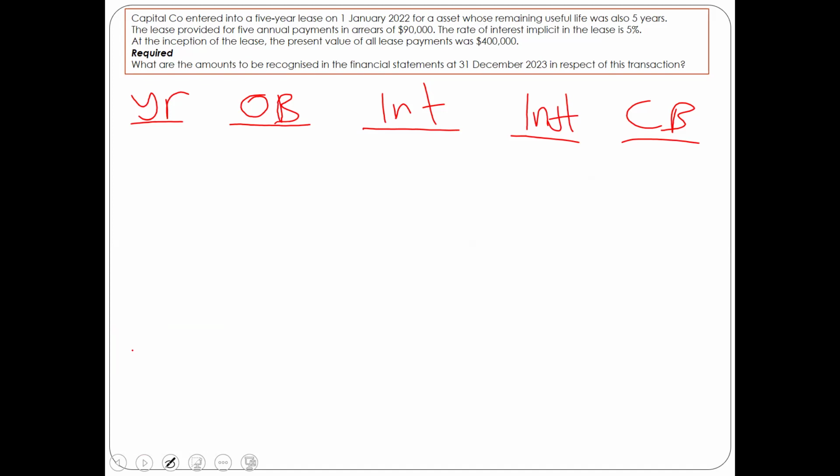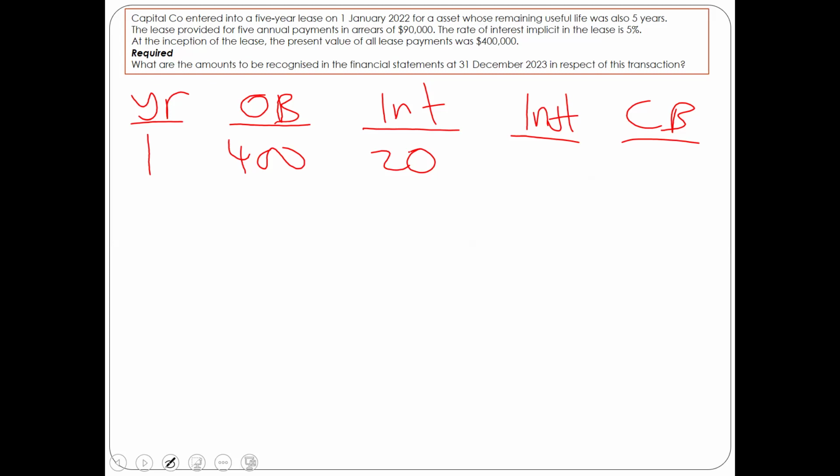What are the amounts to be recognized in the financial statements at 31 December 2023 in respect of this transaction? Okay. Right. So we have our year one, and we are told that at that particular date, the present value of all payments was 400,000. But we are then told that the interest is 5%. So 5% of 400 gives us 20, which means at the end of the year, since the lease payments are paid in arrears, it means at the beginning of the year, the total amounts we needed to pay in present value terms were worth 400. But the interest we are being charged is 5%, which means at the end of the year, we'll then have 400 at the beginning of the year plus 20 interest to make it 420.